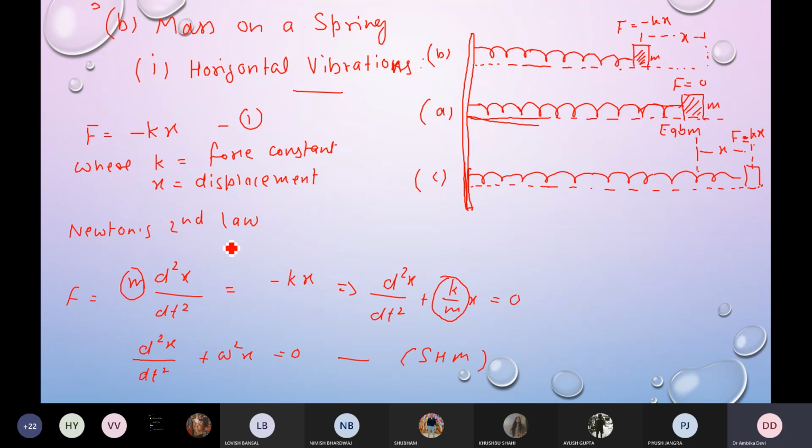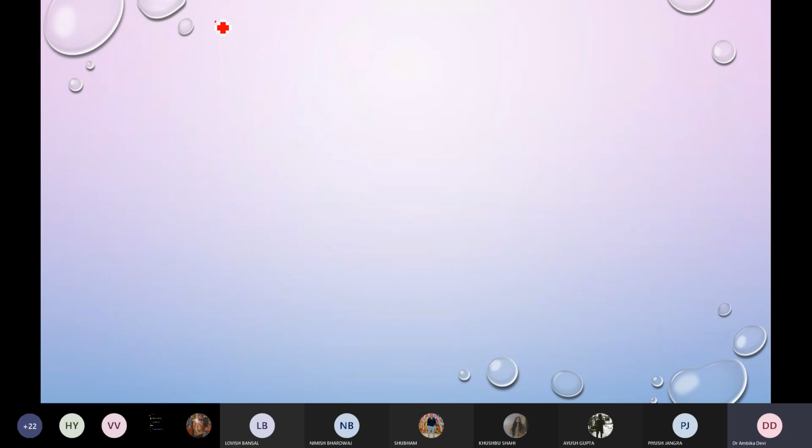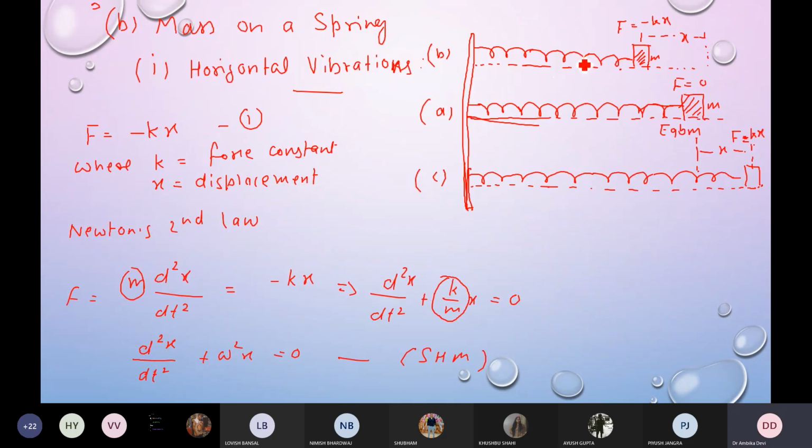So this is what we can prove from here. And another thing is we can define the motion of the system, wherein we assume that the system starts oscillating from the extreme position, right? So if the motion starts from extreme position, what does it mean?